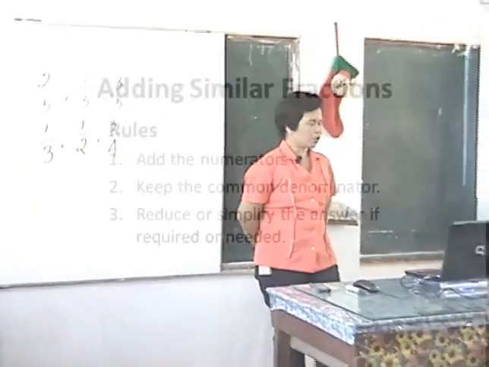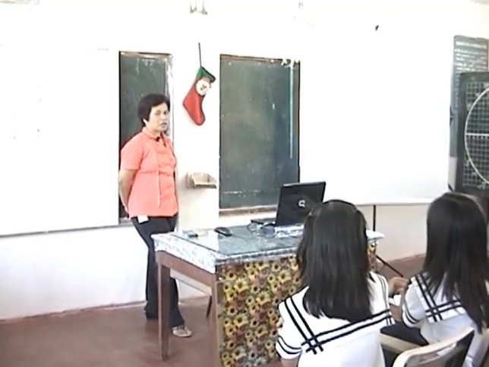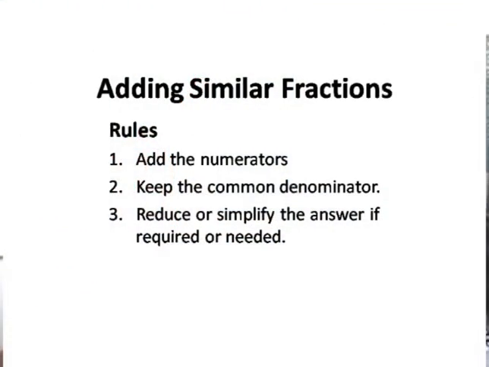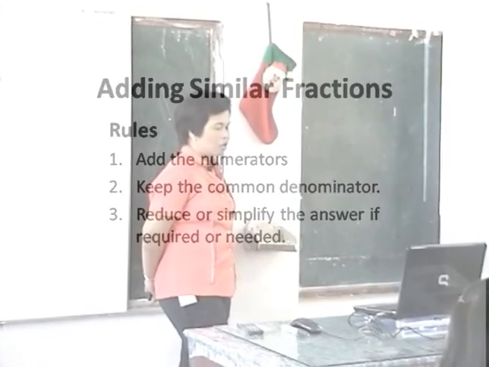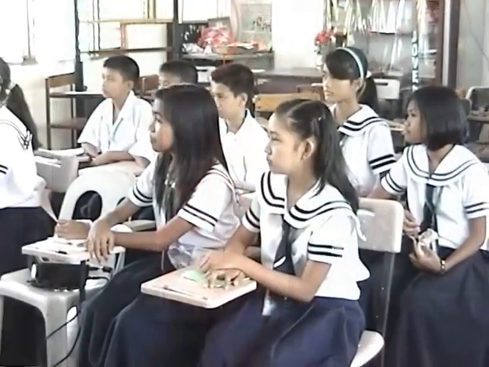So let's have the rules in adding similar fractions. First, add the numerators. Second, keep the common denominator. And third, reduce or simplify the answer if required or needed. Let me show you some examples.